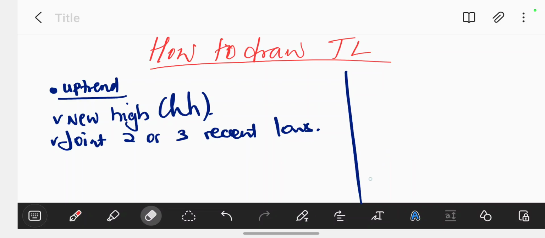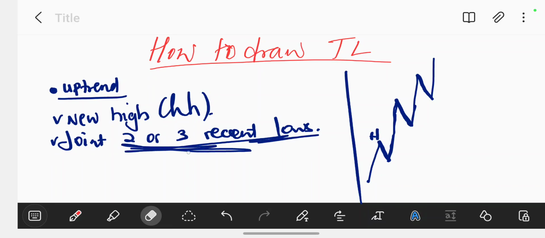Right? So this is what I mean, because remember we defined the uptrend. We will see high, high, high, high. Number one, for me to be able to draw a bullish trend line, I need to have a new high. A new high, what's that? So this was a high. The moment the price goes above that high, it means it has formed a new high. And we said we need 2 or 3 recent lows.